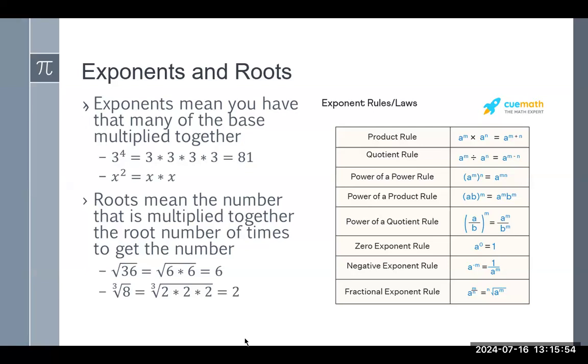Now, let's go over some exponent rules and laws, starting with the product rule. A to the power of m times a to the power of n is just the same thing as a to the power of m plus n. As long as your base is the same, you can actually do that. Now, a to the power of m divided by a to the power of n is just the opposite, a to the power of m minus n. As long as you have the same base, multiplication is just addition of powers, division is subtraction of powers.